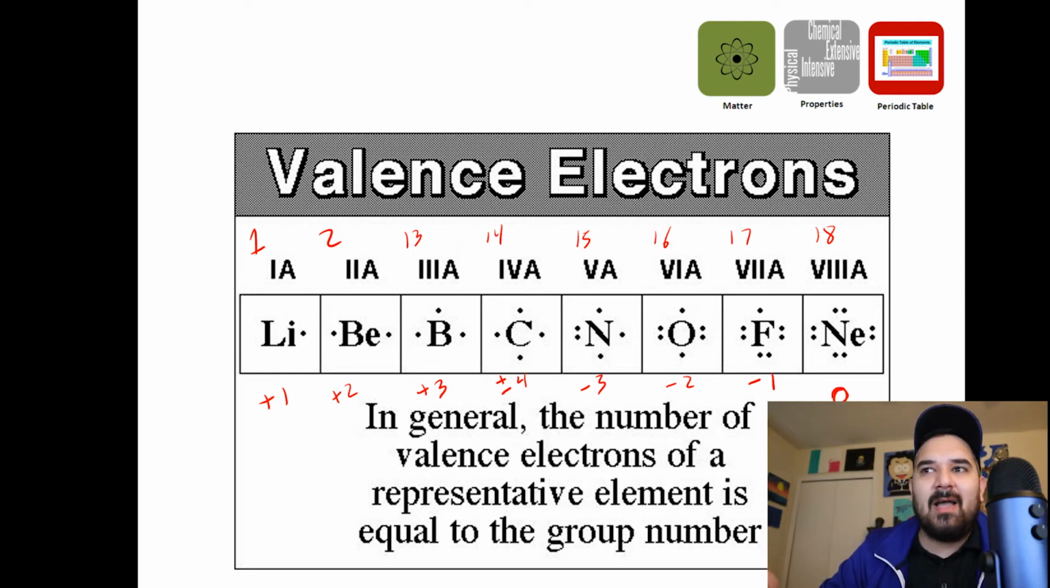So when we talk about ionic compounds, and we will in a second, ionic compounds are bonds between a metal and a non-metal. And we'll talk about them in a second.